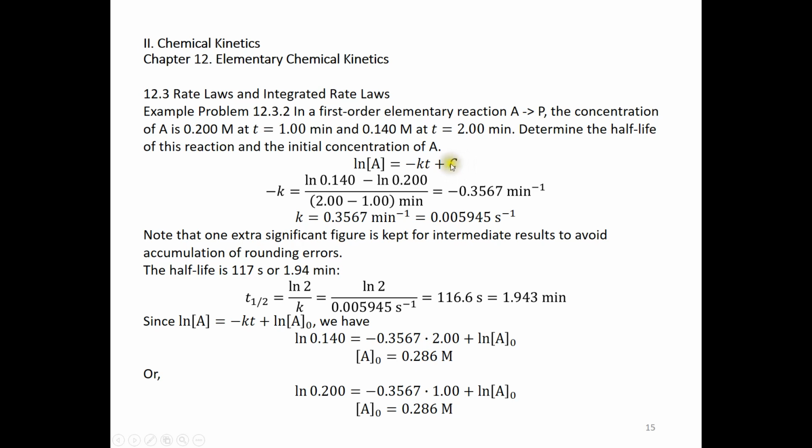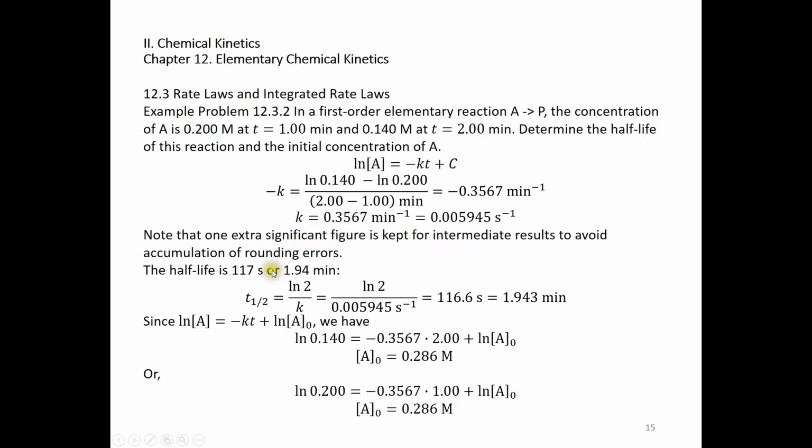But we don't even need to know that equation, because we know negative k is going to be the slope of ln A versus time. So we have the change of ln A on top, the change of time on the bottom. We determine negative k, it's this. So k is 0.3567 per minute, or 0.005945 per second. Well, I'm keeping one extra significant figure, 6 figures. I usually do that for intermediate results.